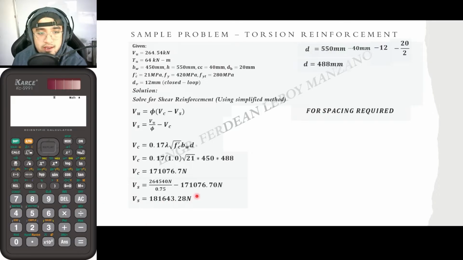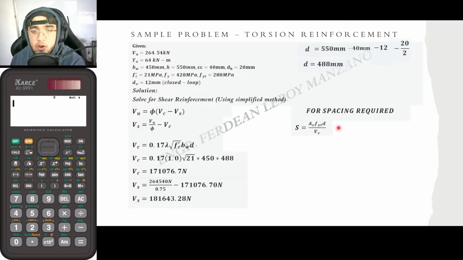This is now the shear force that the stirrups would be carrying. From this Vs, we can now solve for its required spacing. The required spacing is equal to Av times fyt times d divided by Vs.